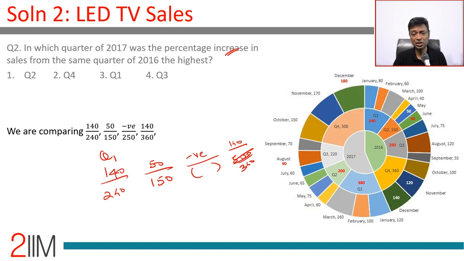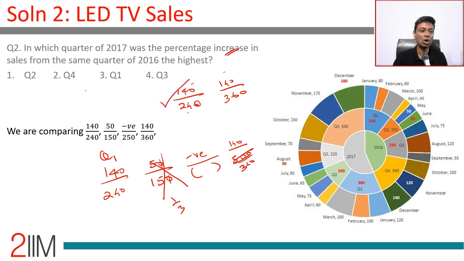We want to find the highest of these three. 50 by 150 is 1/3. This is definitely more than 1/3. You can forget about this. We're comparing 140 by 240 and 140 by 360. We do not even have to find these fractions, the numerators are the same. This denominator is lower. This is the higher fraction, or the quarter which saw the highest percentage increase is Q1. And 240 to 380 is the sharpest percentage increase that happened in Q1, this choice.